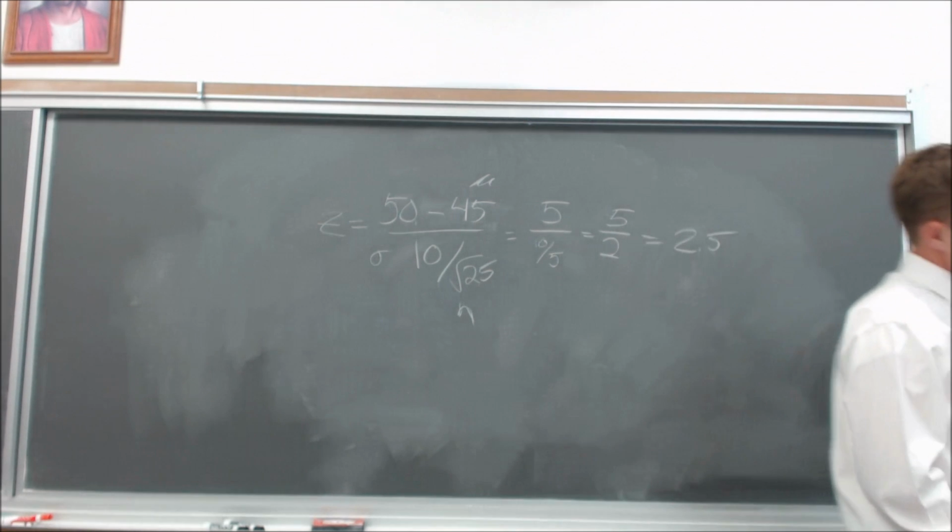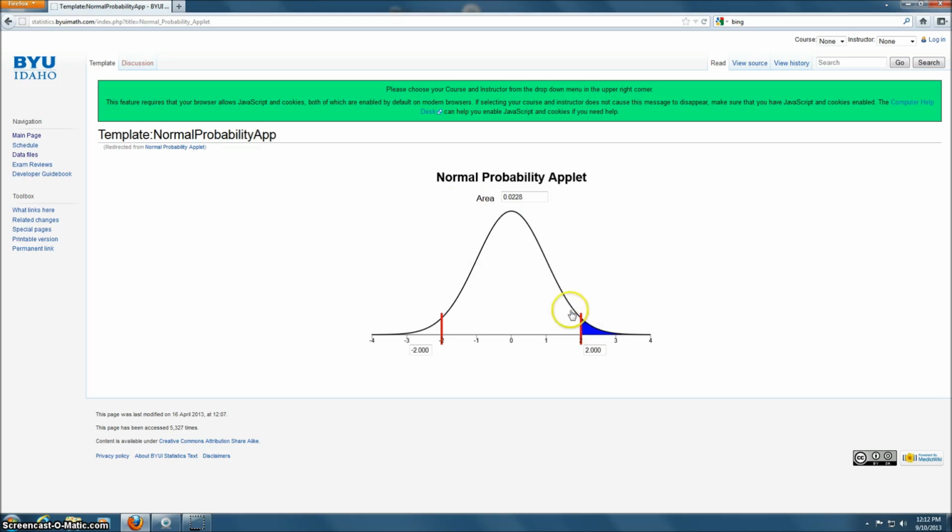So let's come over here to the normal probability applet. We're going to highlight what's above and type in 2.5. Okay, you get an area of 0.0062.